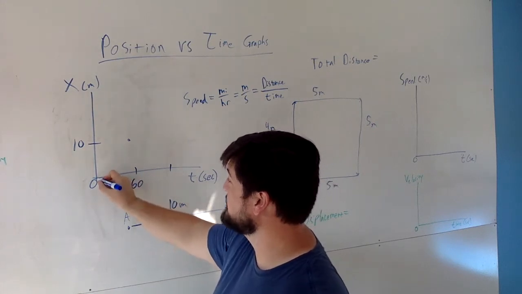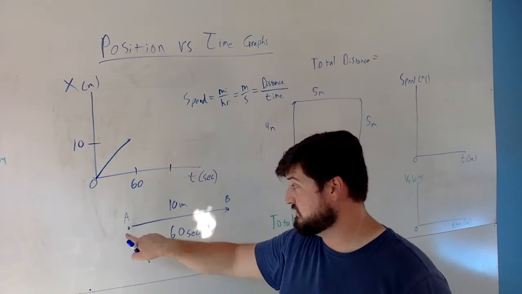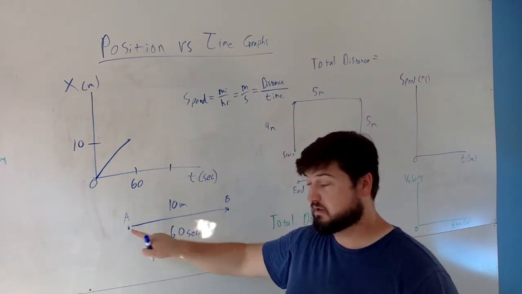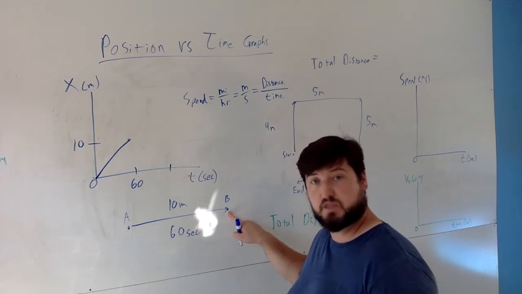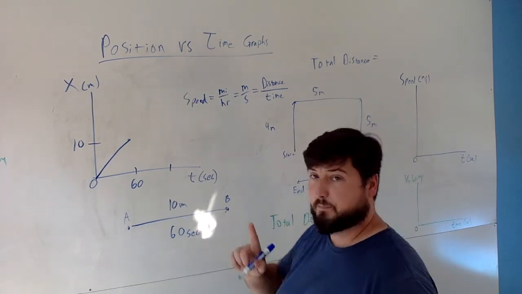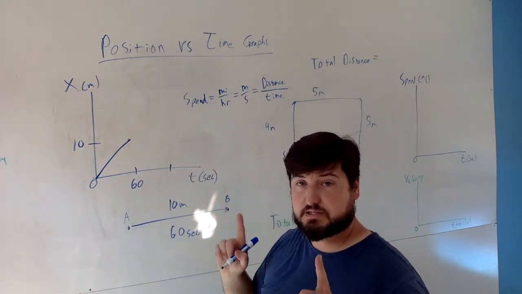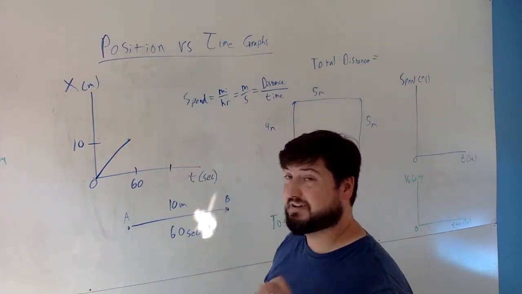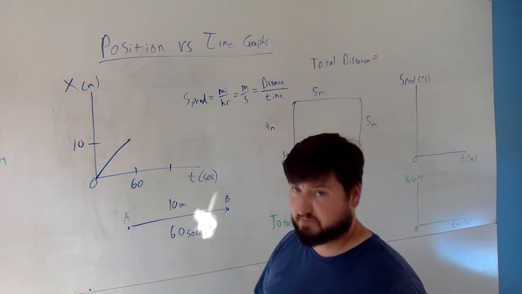So for my first leg of this journey, I have no other information between, so I have to draw a straight line from 0, where I started, 0 time and 0 position, over to 10 meters, and it took 60 seconds to get there, okay? So not too interesting, right? But what I want you to notice is that if we're talking about this in position versus time, position is a vector quantity, okay? It is a vector quantity.